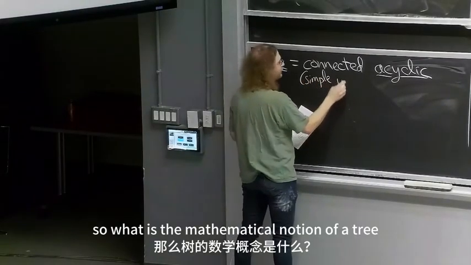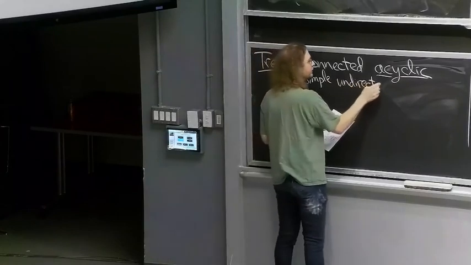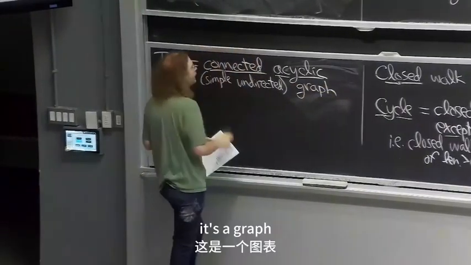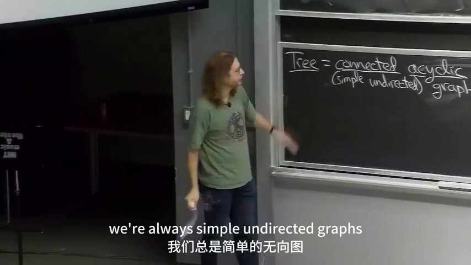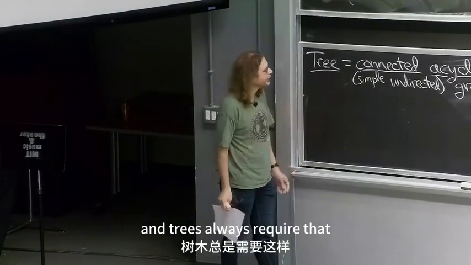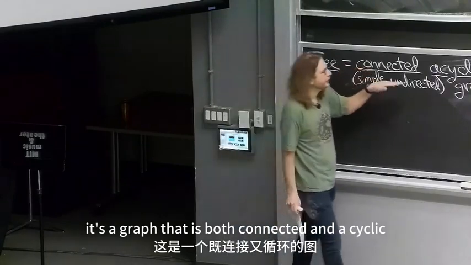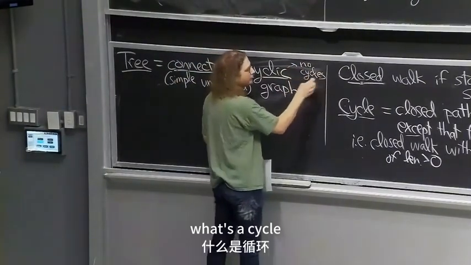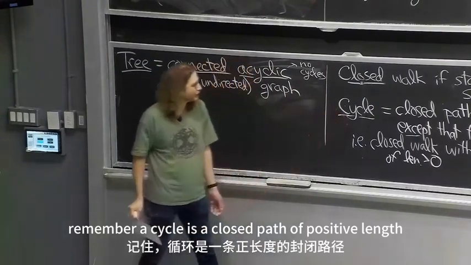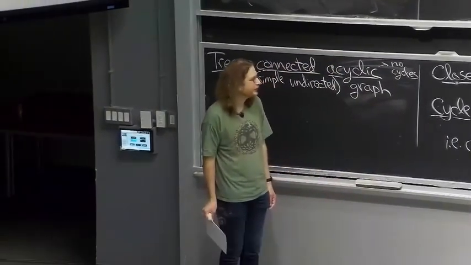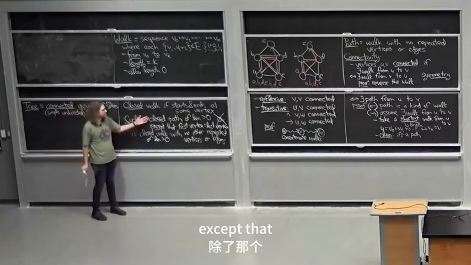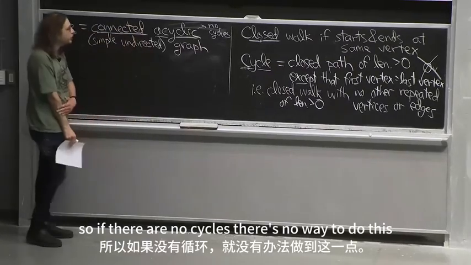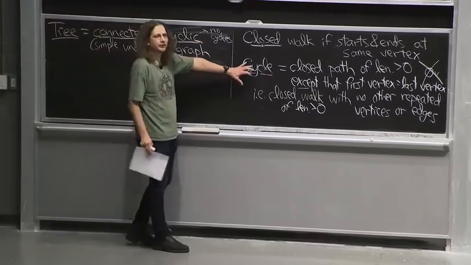So what is the mathematical notion of a tree? It's a graph. And again, today, we're always considering simple undirected graphs, and trees always require that. It's a graph that is both connected and acyclic. Acyclic just means no cycles. What's a cycle? It's been a while. Remember, a cycle is a closed path of positive length. So it doesn't repeat any vertices or edges except that the very first vertex equals the last vertex. Okay? So if there are no cycles, then we call it a tree.